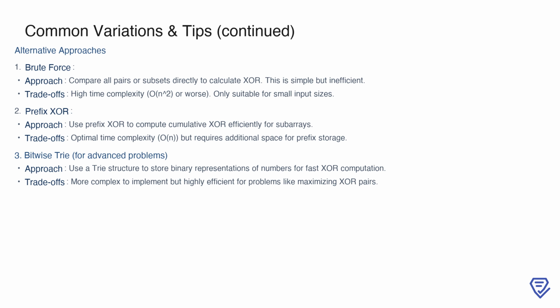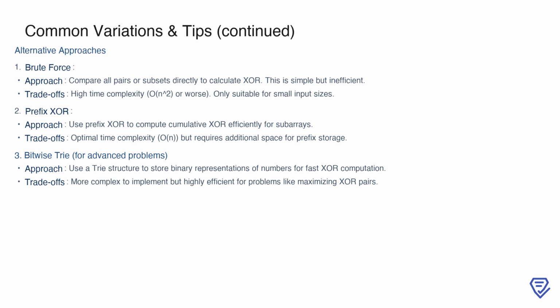When solving XOR problems, it's helpful to understand the trade-offs between different approaches. The brute force method involves comparing all pairs or subsets directly to calculate XOR values. While this approach is simple and easy to implement, it suffers from high time complexity, often O(n²) or worse, making it impractical for larger input sizes.